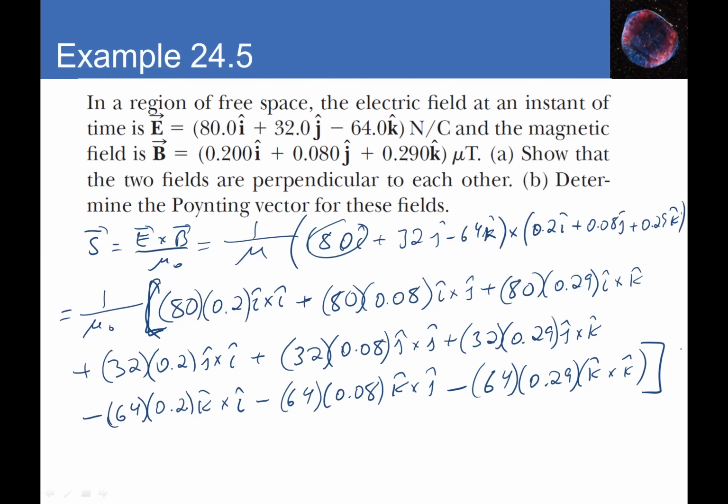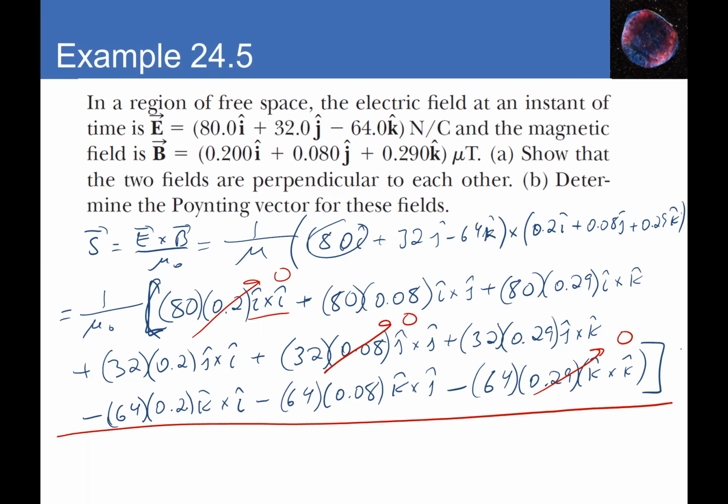It seems tedious, but if you go back you can see several things that can be simplified. In a cross product, I hat cross I hat is 0, because the cross product between parallel vectors is 0. That means J hat cross J hat is 0, and K hat cross K hat is also 0. Those three right away become 0.